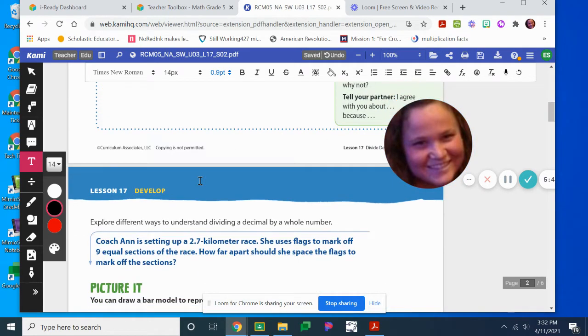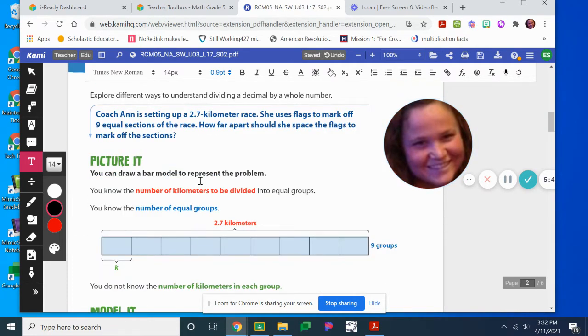If you're confused right now, just have patience with me because the first page is always confusing. Once we practice a little bit more, it gets a little easier. So what it's saying is we can explore different ways. This is the same problem, but we can picture it a little differently. So you can draw a bar model. It's saying that this is equal to 27 kilometers.